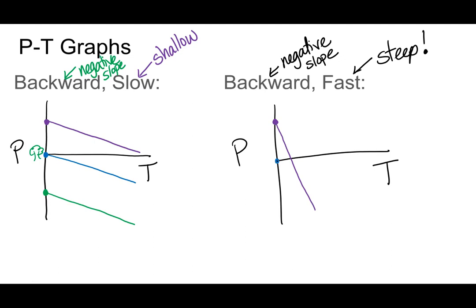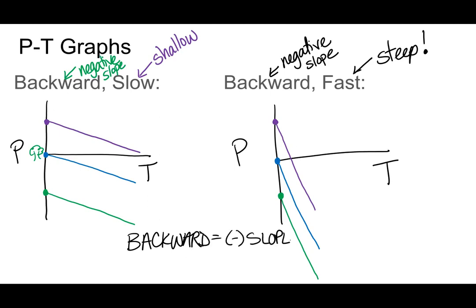If we start at the tree and go backwards quickly, then we'll go behind the tree very steeply. And then, of course, if we're already behind the tree and we're going further backwards quickly, be steep going downwards. So backward is a negative slope, and forward is a positive slope.